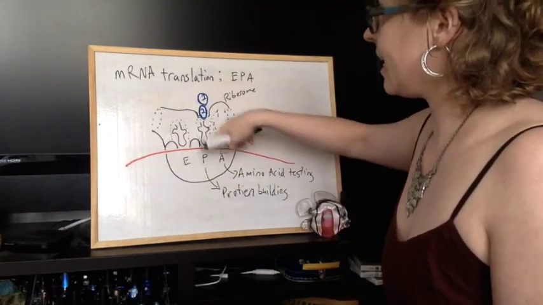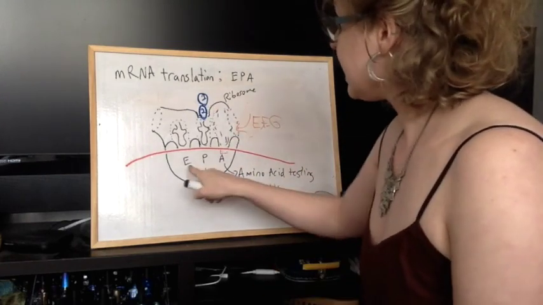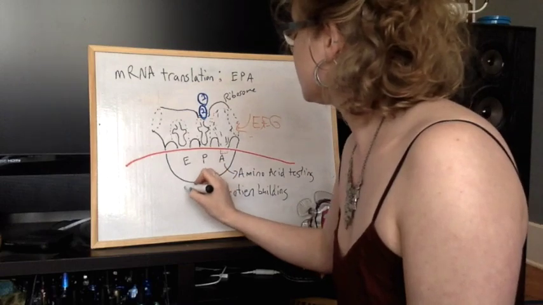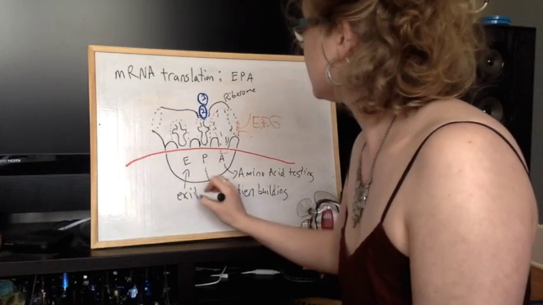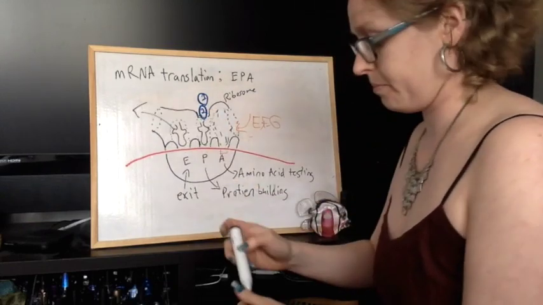So the protein is getting built in this slot. So it's the protein building slot. E is the exit slot. The tRNA from here is just going to whoop, leave.